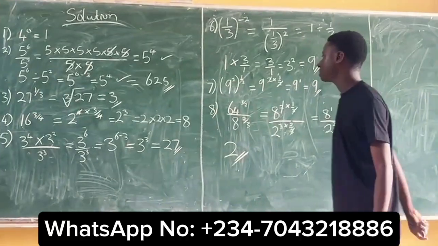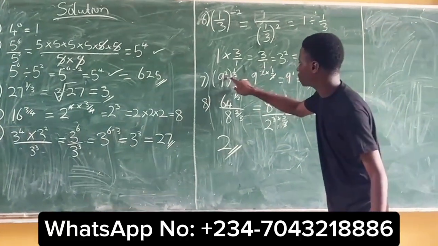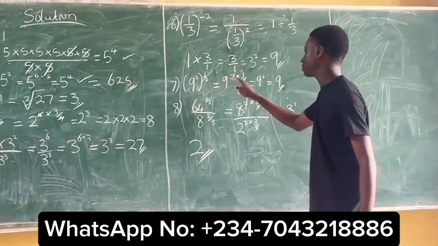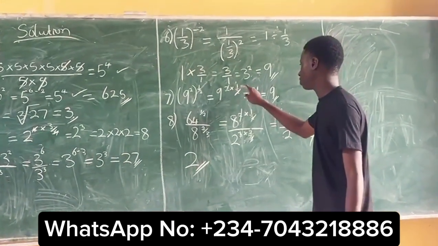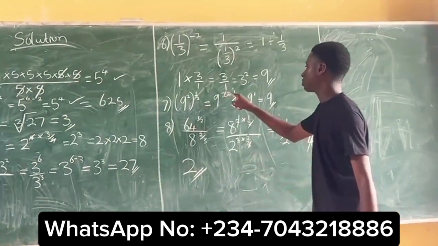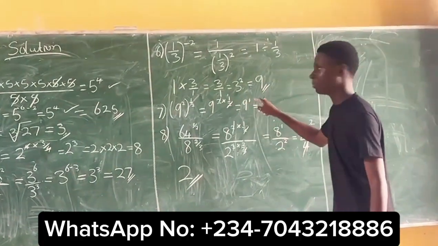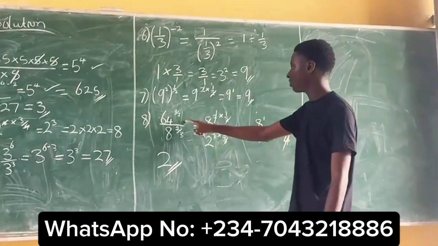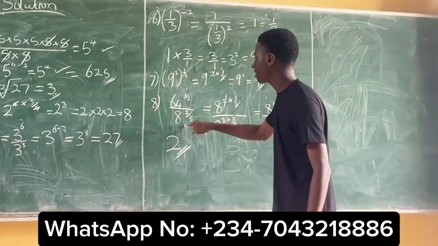And for number 7, we state 9 to the power of 2 all to the power of 1 over 2. We multiply the powers, so 9 to the power of 2 times 1 over 2. We cancel out 2 and 2, and we are left with 9 to the power of 1, and it gave us 9. And lastly, 64 to the power of 1 over 2 divided by 8 to the power of 2 over 3.